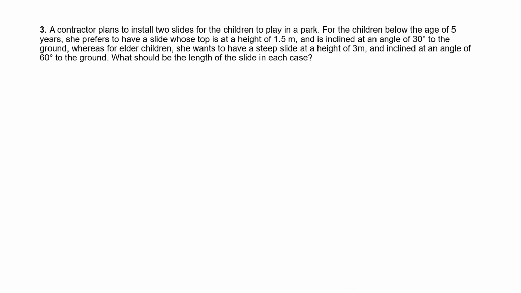A contractor plans to install 2 slides. So just imagine your garden park. So 2 slides are there for children below 5. So small children will play in small slides, you have seen. So they have made a small slide whose top is at height of 1.5 meter. So that means they don't want to make it big. So this height is 1.5 meter and it is inclined at an angle of 30 degree.